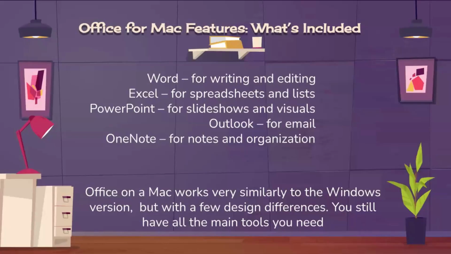Office for Mac features. What's included? So Word is best for writing and editing. Excel is for spreadsheets and lists. That could be groceries, that could be whatever you need it for. PowerPoint is for slideshows and visuals. Outlook is for email. OneNote is for notes and organization. Office on a Mac works very similarly to the Windows version, but with a few design differences. You still have all the main tools you need.